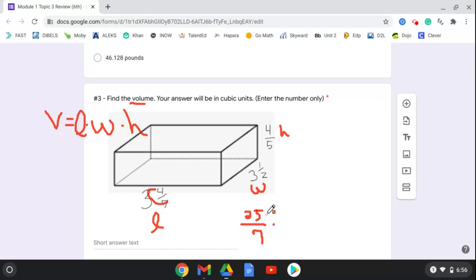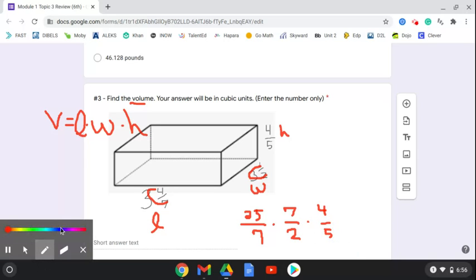I'm going to multiply that by the width. Let's also use the C method here to make this 7/2. So 7 over 2 multiplied by 4/5, the height. All right, so let's cross simplify here. I see that I have a 7 on top here and a 7 on bottom, and I know that 7 over 7 is 1. So I cross the 7s out and make them 1s, right? Or I could say 7 divided by 7 is 1, and 7 divided by 7 is 1.